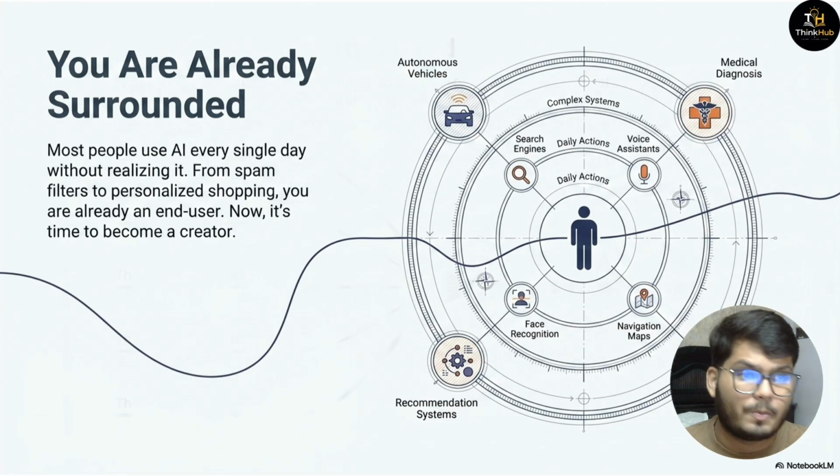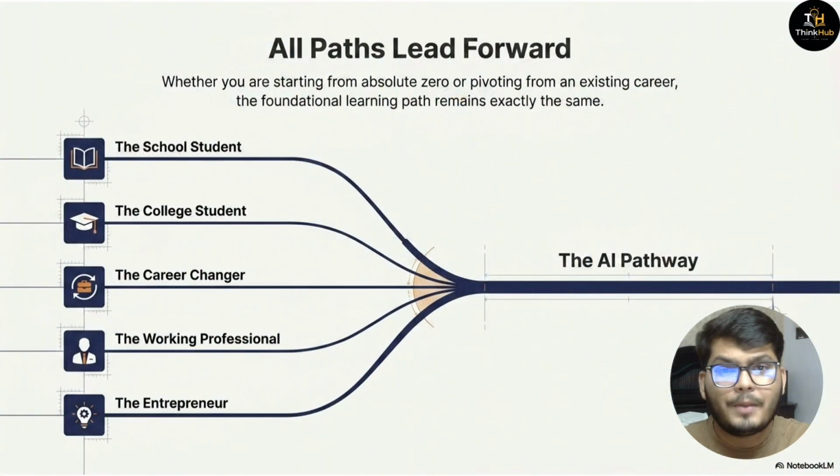So what to do? Basically all paths lead towards an AI pathway, whether you are a school student, a college student, a career changer, a working professional, or an entrepreneur. All of them merge into an AI pathway.